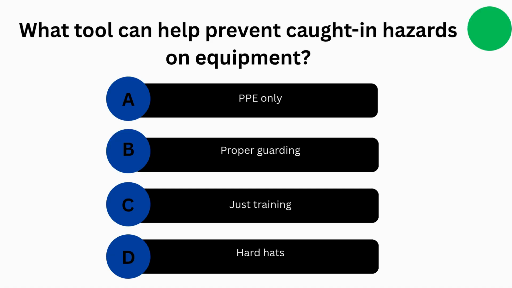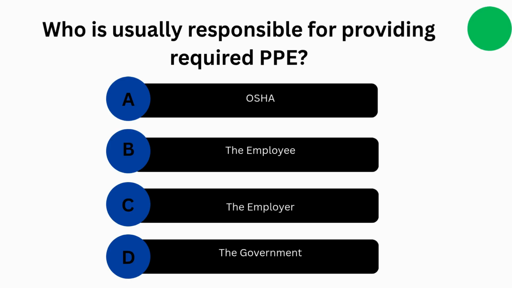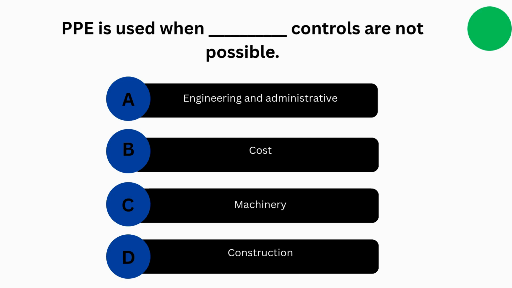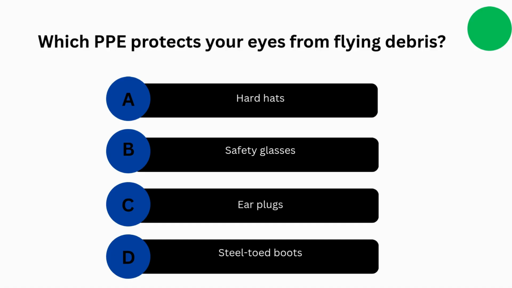What tool can help prevent caught in hazards on equipment? Proper guarding. Who is usually responsible for providing required PPE? The employer. PPE is used when blank controls are not possible. Engineering and administrative. Which PPE protects your eyes from flying debris? Safety glasses.